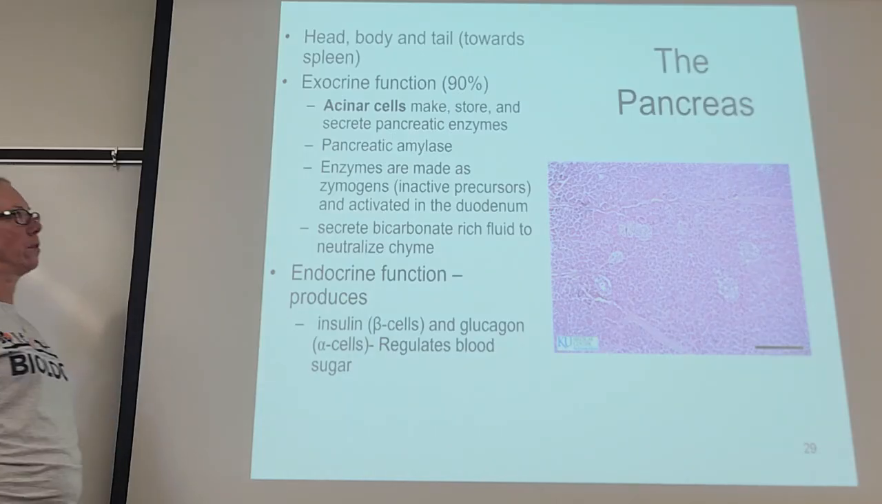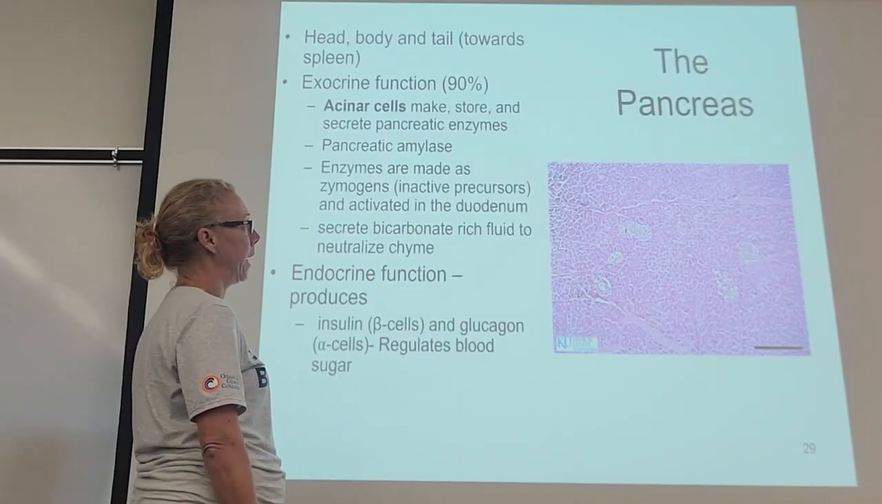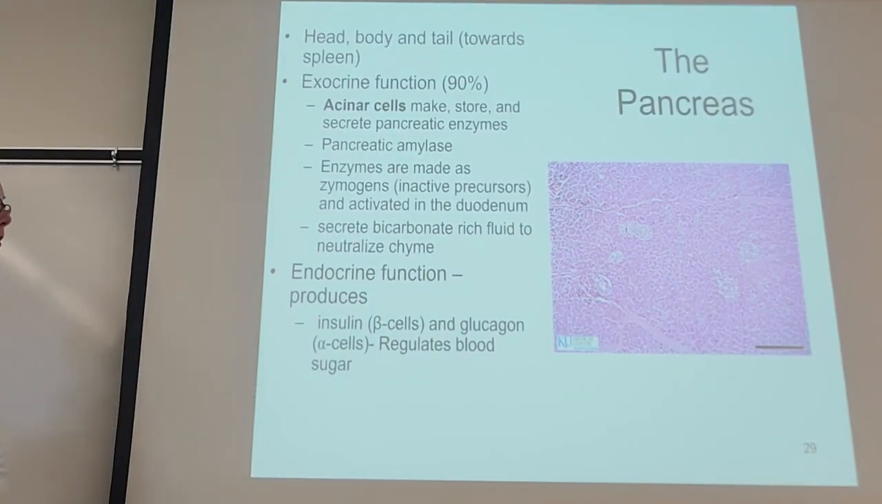Now the pancreas. You know head, body, tail. We know that it's both an exocrine and endocrine organ. Exocrine function is 90% of what it does, and that's the digestive enzyme part. All of those acinar cells that we looked at under the microscope are what make and store those enzymes.